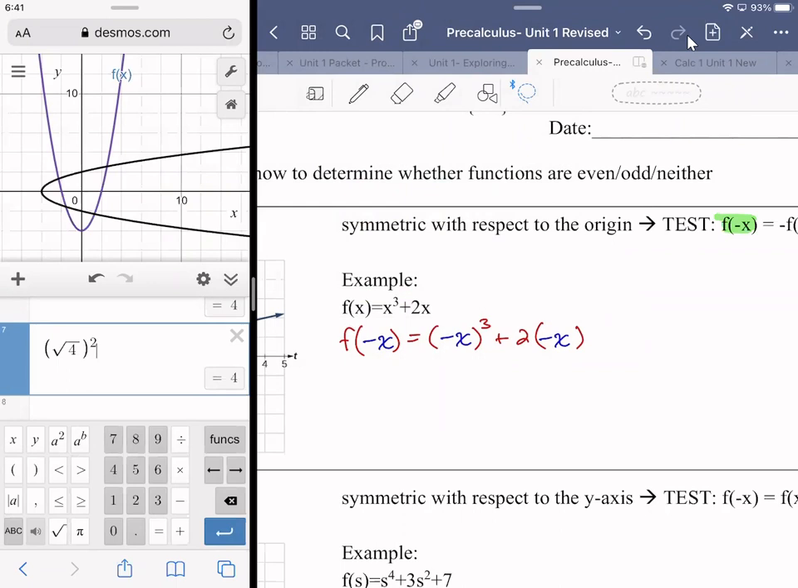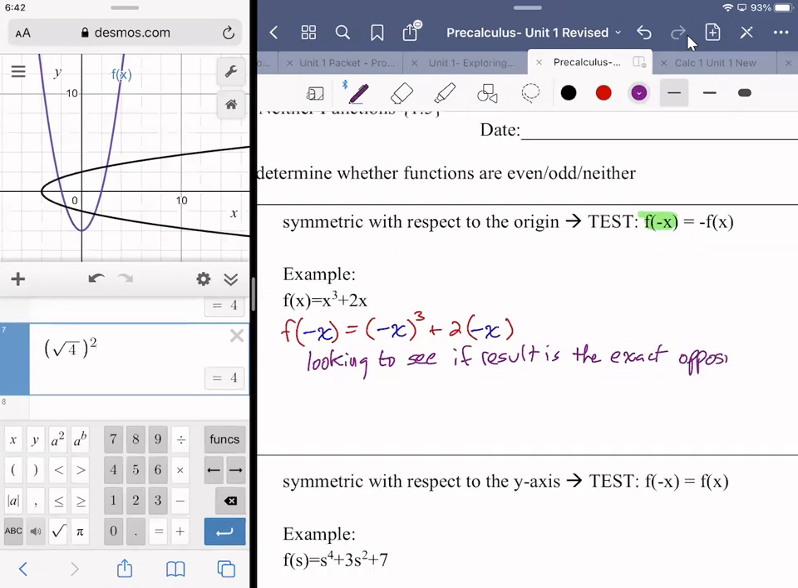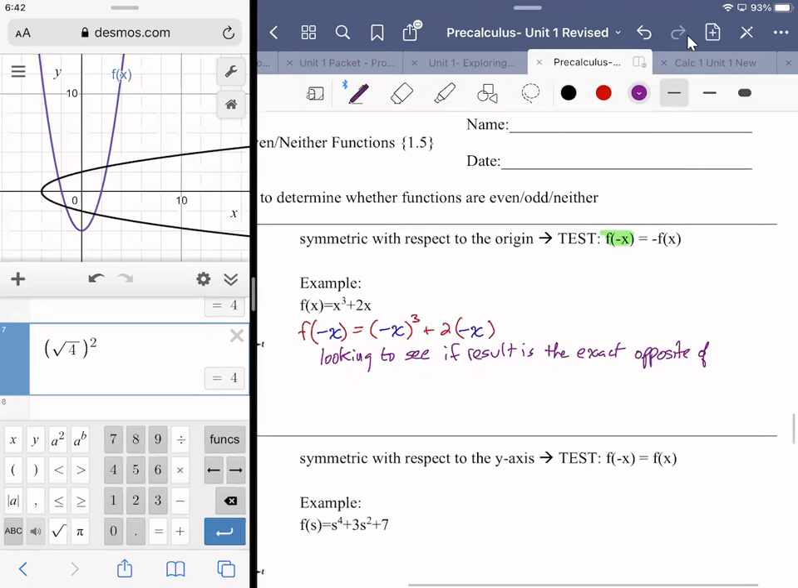we're going to simplify this and see what we get. If we get something that is exactly the opposite of the original function, then we're looking at an odd function. That's all there is to it. So looking to see if the result is the exact opposite of f of x.